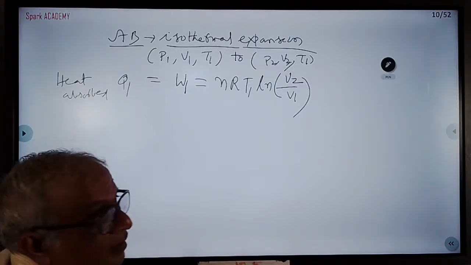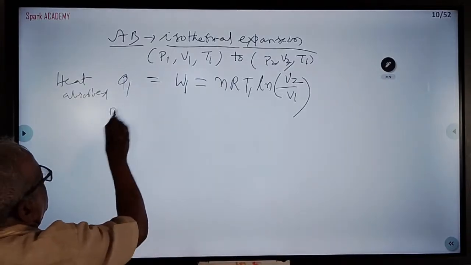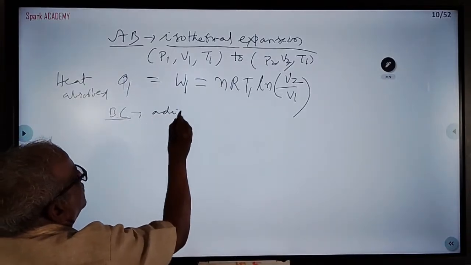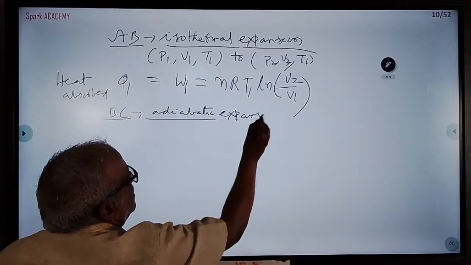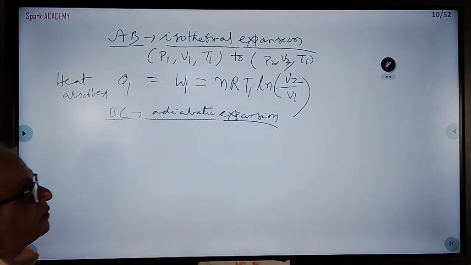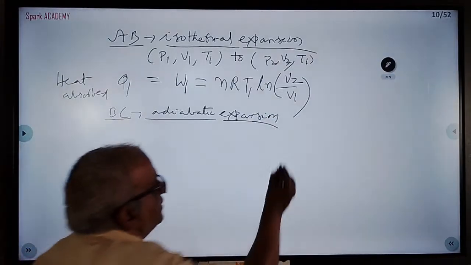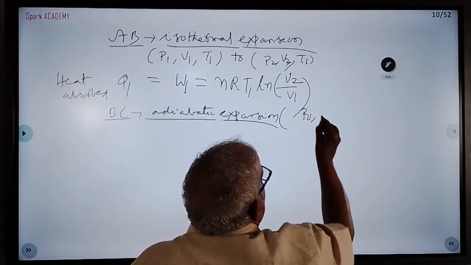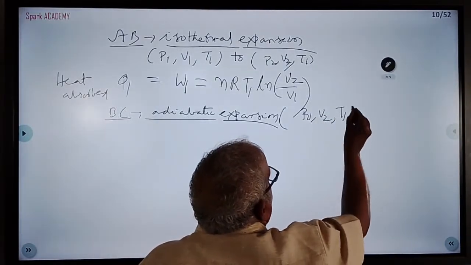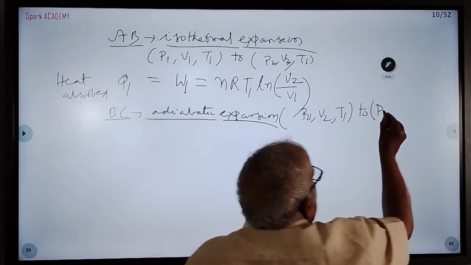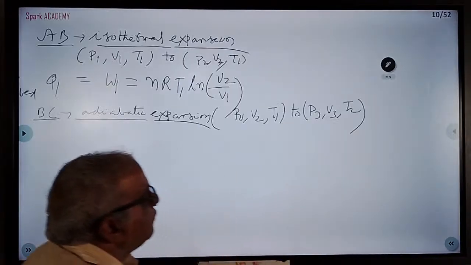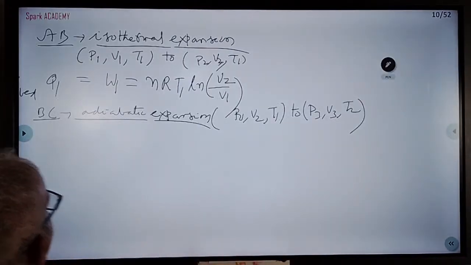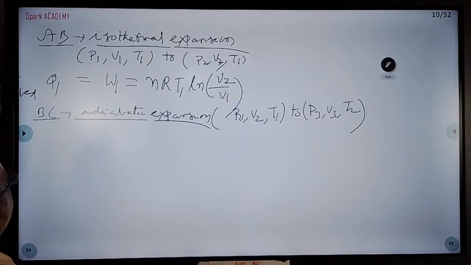This is isothermal expansion. Then BC is called adiabatic expansion. In isothermal expansion temperature is constant, but in adiabatic expansion, P2 V2 T1 goes to P3 V3 T2. Here in adiabatic expansion heat energy is 0.